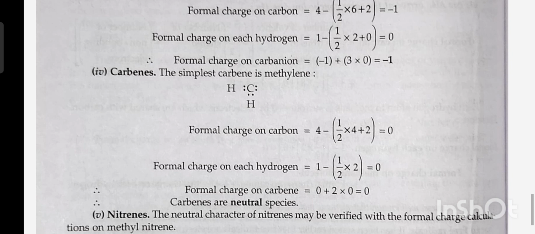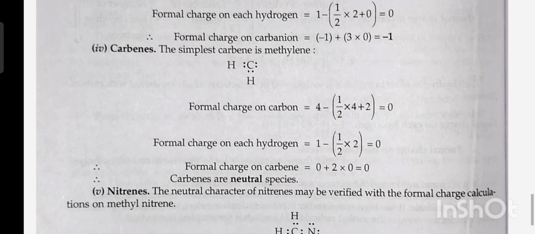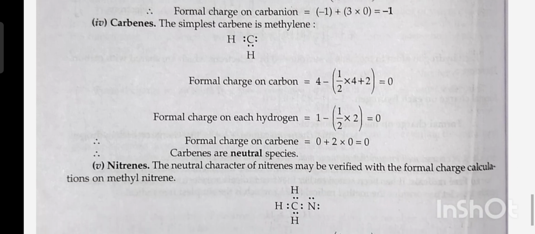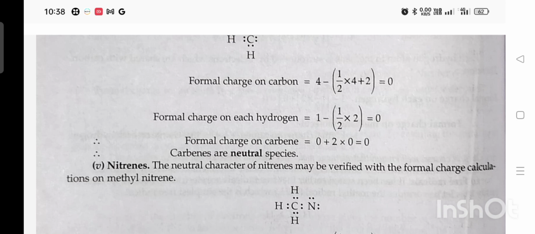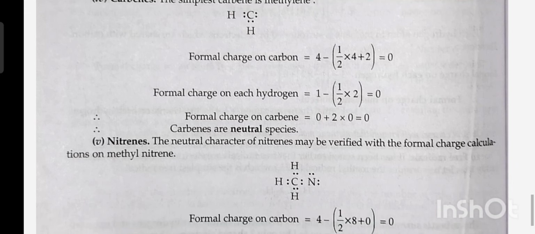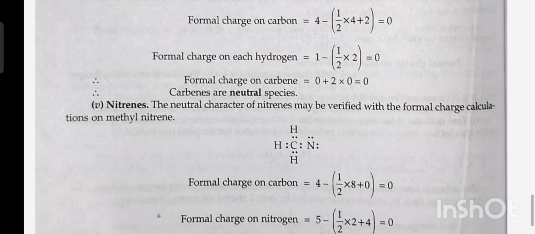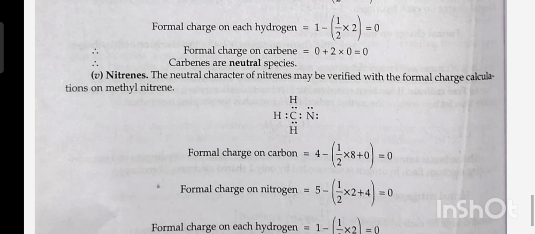Fourth, carbene. The simplest carbene is methylene. Formal charge on carbon: 4 minus 1/2 cross 4 plus 2 is equal to 0. Formal charge on each hydrogen: 1 minus 1/2 cross 2 is equal to 0. Formal charge on the carbene: 0 plus 2 cross 0 is equal to 0. Carbenes are neutral species. Fifth, nitrenes.